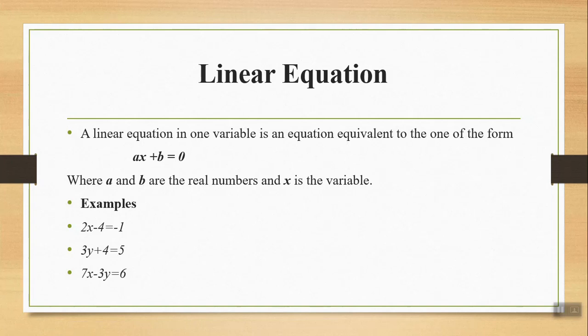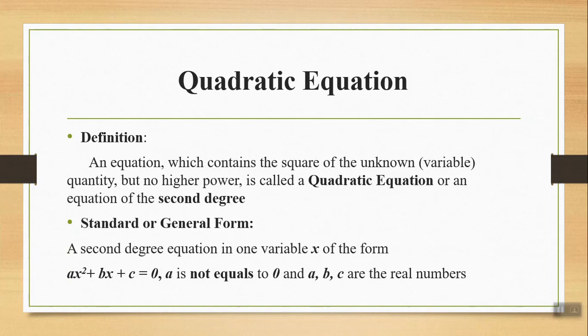Now we will talk about the quadratic equation. First of all, definition. An equation which contains the square of unknown quantity or variable but no higher power is called the quadratic equation, or an equation of second degree. Easy to say that an equation in which a variable has maximum power 2 is called a quadratic equation. That is why we call it the second degree equation.